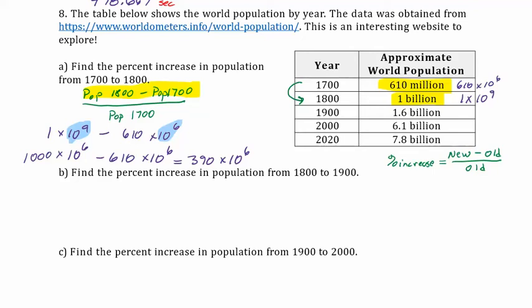We're not going to see a lot of this, but I thought it would be good to look at least one example. So the change in population is 390 million people out of an original 610 million people in 1700. Okay, so let's do this division. Let's punch into our calculator 390 divided by 610.